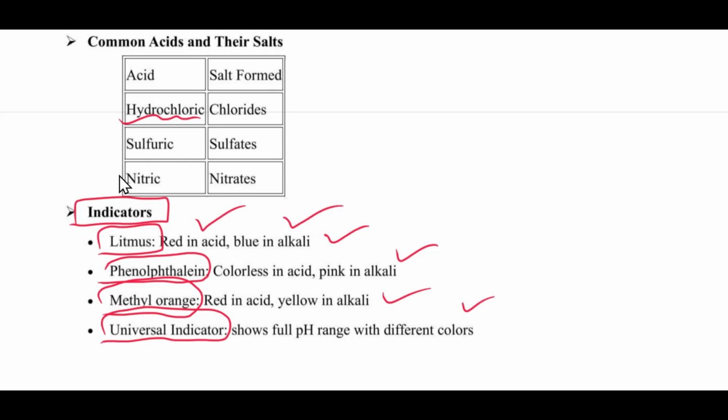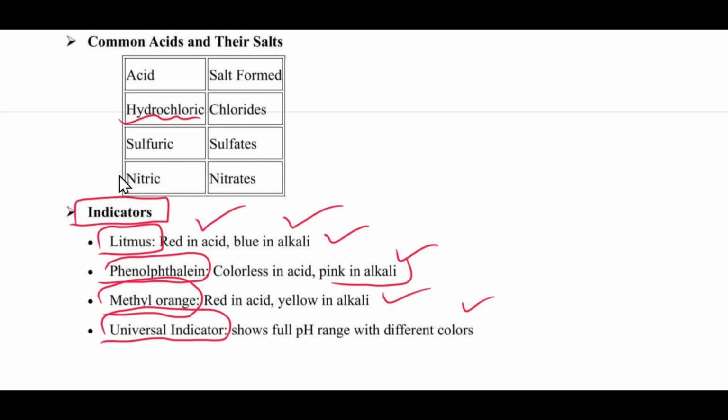So you have to memorize these colors because you will get at least one question related to the color. Let's see phenolphthalein. Phenolphthalein is always colorless in acid. If you add phenolphthalein in acid, it will stay colorless.